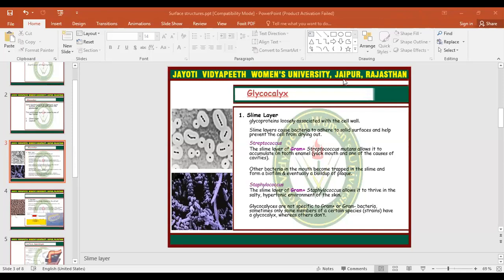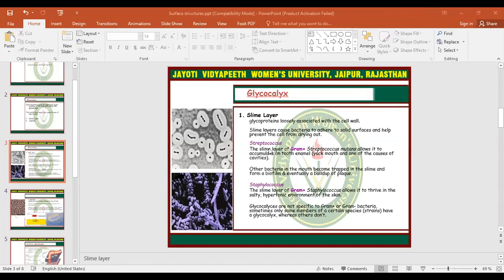What are slime layers? Slime layers are specific structures which do not allow the bacteria to dry. They maintain the wetting condition, the moisture condition of the bacteria, so that the bacteria may survive.